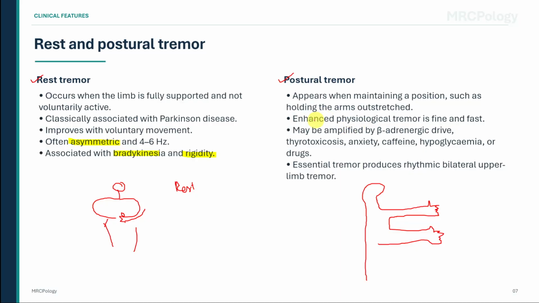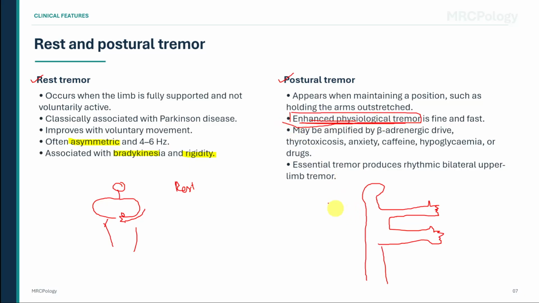An enhanced physiological tremor occurs when normal peripheral oscillations are amplified by anxiety, fatigue, caffeine, thyrotoxicosis, hypoglycemia, beta-adrenergic drugs, or other medications. It is usually fine, fast, bilateral, and relatively symmetrical.